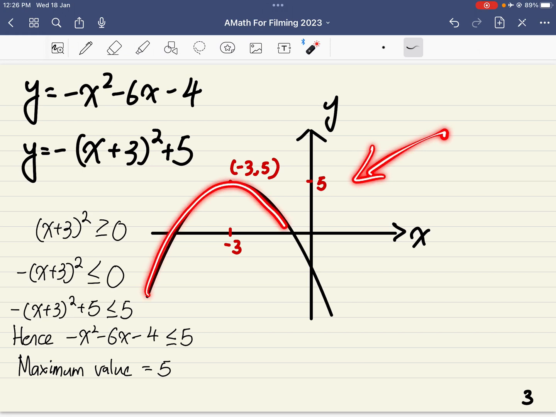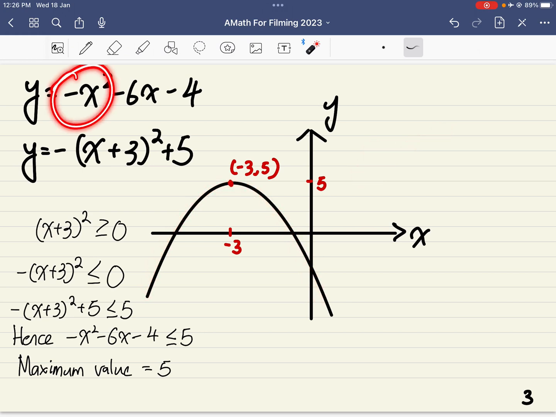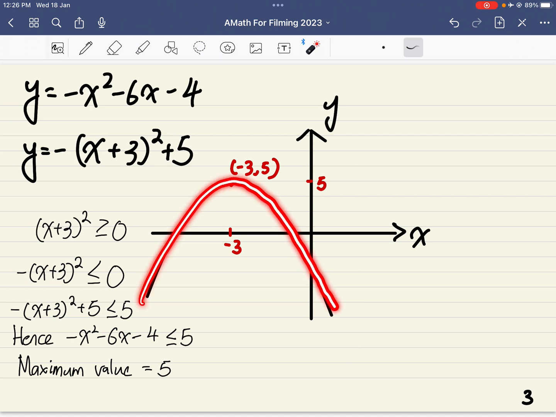How do I know that the graph is frowny? Okay, because the coefficient of x squared is negative. So it's a frowny graph. And if you were to use graphing software, lo and behold, it is a maximum value. And the maximum value occurs when the y value is equal to 5.